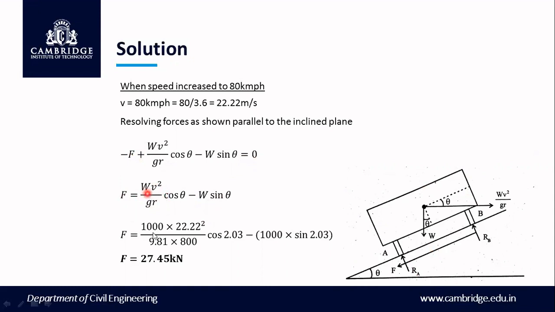So I can substitute all these values. W is given, that is 1000 kilonewton in the question. V is given here, increased to 22.22. G is known, R is also known, and theta is already known, 2.03 degree from the previous part. Substituting all these values and solving, we get the lateral thrust F is equal to 27.45 kilonewton. Since the weight is in kilonewton, your lateral thrust also will be in kilonewton. So the final answer, F is equal to 27.45 kilonewton.